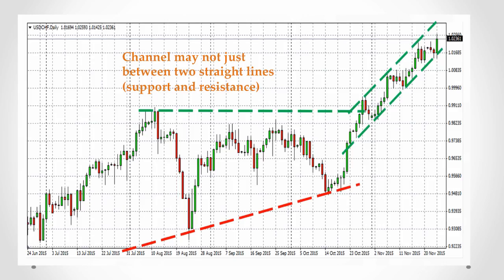Again, a channel may not just be between two straight lines. You see, it's not necessarily just two straight support and resistance lines. There's an uptrend here, from this to here. When there's an uptrend like this, most likely it will break up. This is a triangle. So you're not necessarily between two lines, but this is still a channel. And when the trend moves, the price moves very fast.